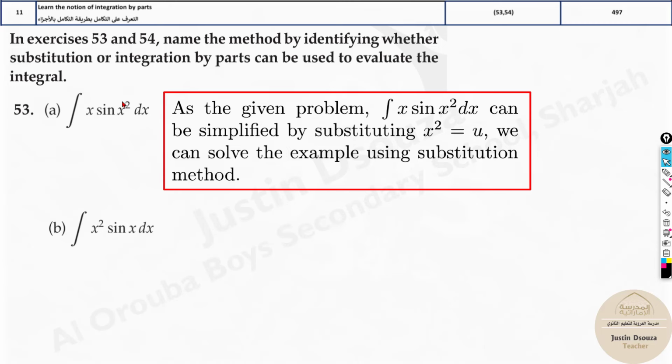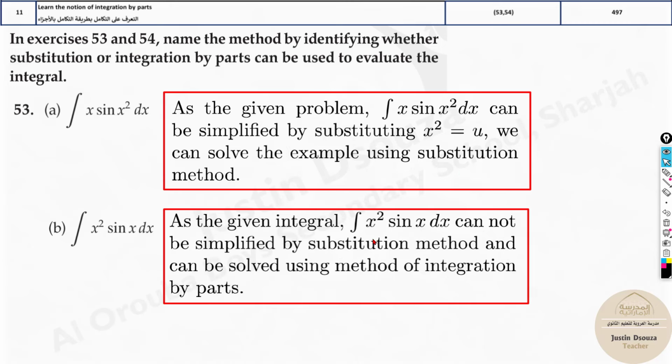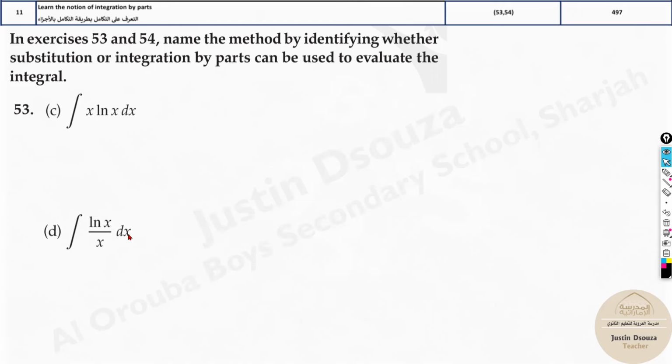See, now this one, just by taking x squared as u, you can do u substitution. But this one, you need to do integration by parts. That's how we solve them. Now for this particular problem, you need to know, no matter what, we solve it by integration by parts, when it's multiplied.